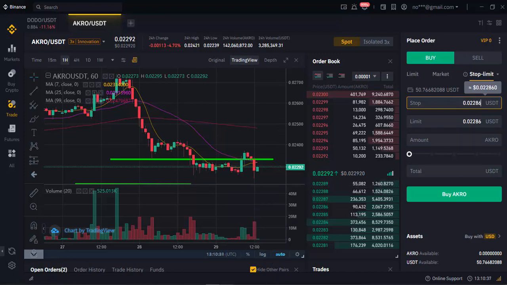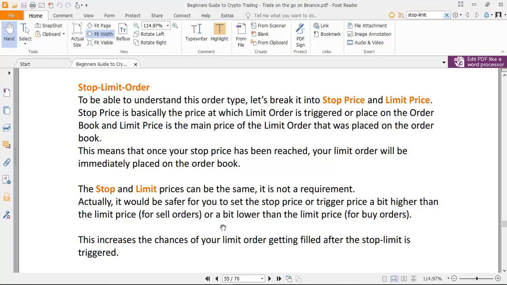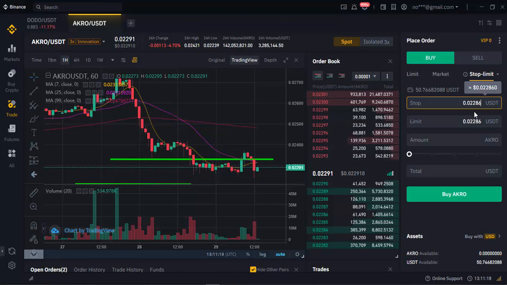Now let's take on the suggestion. It says it would be safer for you to set the stop price or trigger price a bit higher than the limit price for sell orders. Remember, we are doing buy orders at the moment, or a bit lower than the limit price for buy orders. Lower, can you see that? A bit lower than the limit price for buy orders. We are on the buy orders, therefore we make this lower.